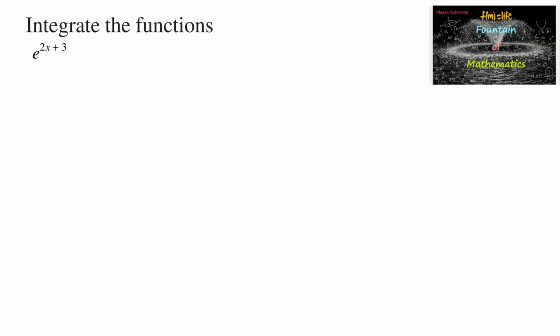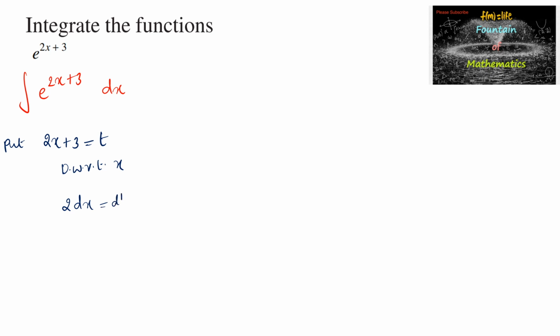Integrate the function e power 2x plus 3. We can write integral e to the power 2x plus 3 dx. So let us substitute 2x plus 3 is equal to t. So differentiating with respect to x, we have 2 dx is equal to dt, or dx is equal to 1 upon 2 dt. So we can write dx as dt upon 2 and 2x plus 3 as t.